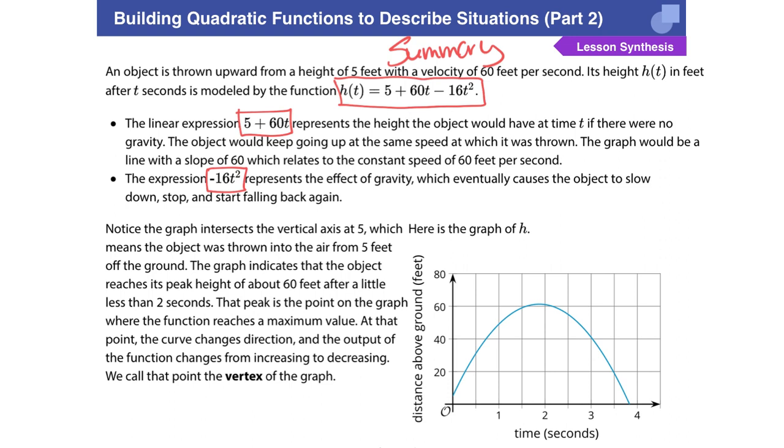And we've seen this term before, vertex. Vertex is going to be that peak at the top of the graph, or it could be, if it's a parabola going down, it could be at the bottom of the graph.